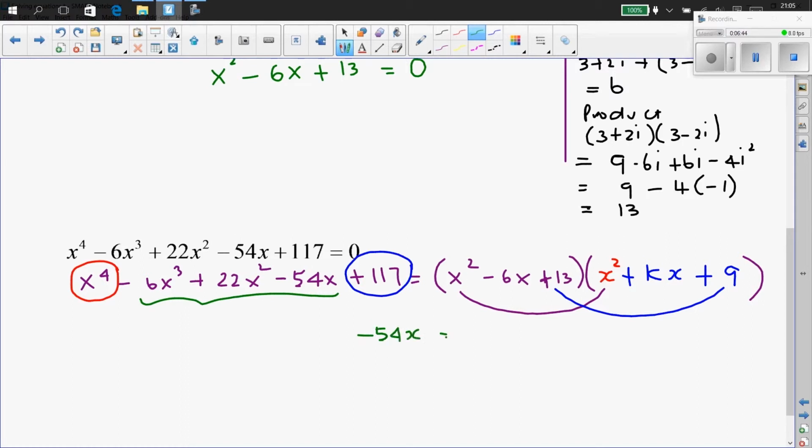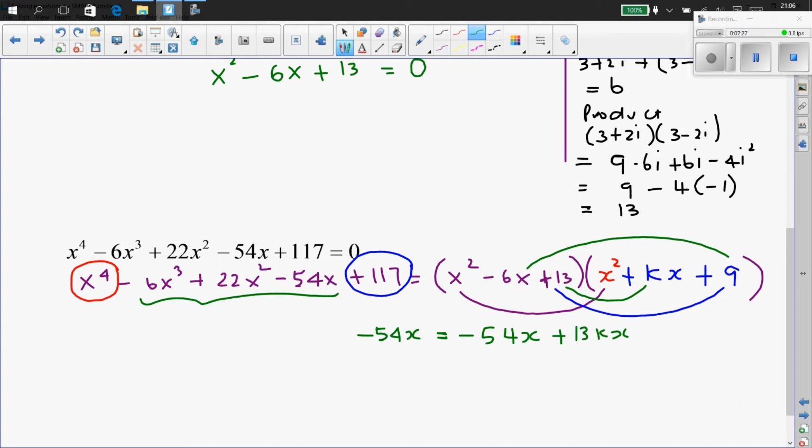I need to apply the distributive rule between these two factors so that at the end my answer is a variable x only. I know I can't multiply x squared with anything. If I look at minus 6x and multiply it by positive 9, 9 times 6 is 54, it gives me minus 54x. And the only other term that's going to yield the variable x is if I multiply 13 times kx, and that's going to give me 13kx. You could do this with the x squared or the x cubed terms too.